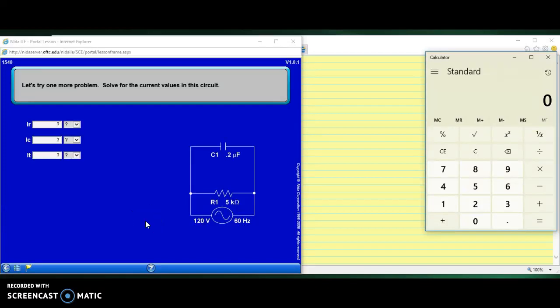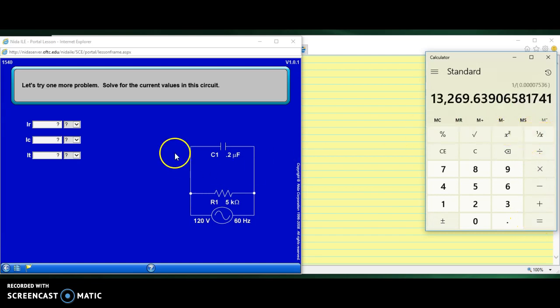Okay, so we have just a single capacitor and a single resistor here. So the very first thing we can find is our X of C for this guy here, C1. That's going to be 2 times pi, which is 3.14, which we know is 6.28, times 60, times 0.2 microfarad. To convert microfarads to farads, we go 6 places over, so that's the right value.